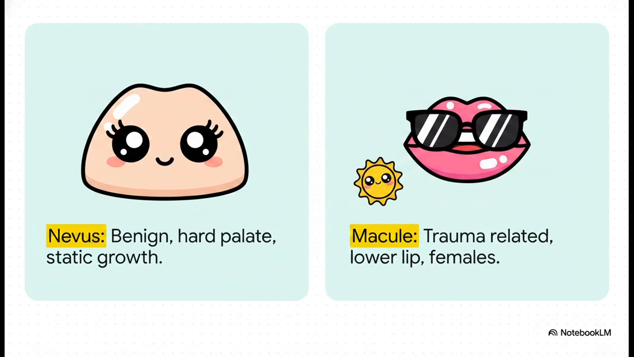Contrast that with a melanotic macule. This one's often trauma-related, it favors the lower lip and gingiva, and actually shows up more frequently in females. Oh, and here is a crucial detail for your exams. Unlike a regular skin freckle, a melanotic macule absolutely does not get darker with continued sun exposure. If a test question mentions a lip lesion that totally ignores the sun, well, you know exactly what it is.